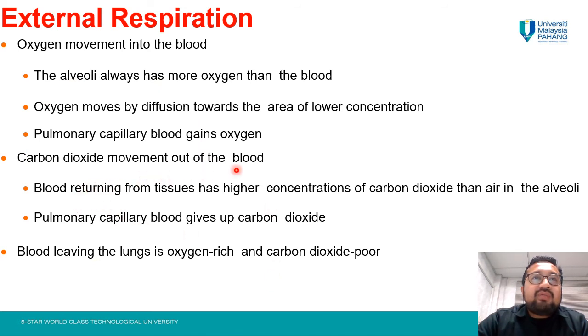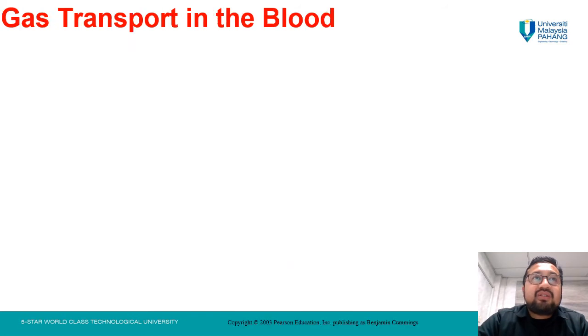Carbon dioxide movement out of the blood. Blood returning from tissue has a higher concentration of CO2 than air in the alveoli. Pulmonary capillary blood gives up carbon dioxide. Blood leaving the lungs is oxygen rich and carbon dioxide poor. This is external respiration.